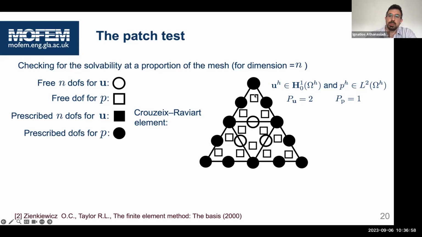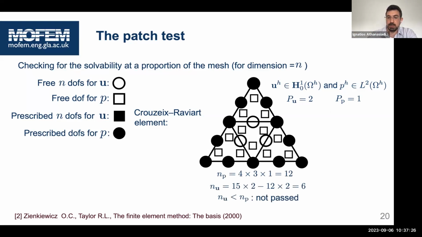So the degrees of freedom of each element are not shared between elements. They are only living in the interior of them. Therefore, by keeping the same order and changing the space, we bump up the number of unknowns. What we get for the same problem where all boundaries are prescribed is that we have in total 12 unknowns for pressures, still 6 unknowns for displacements, and therefore the relationship is not fulfilled and the patch test is not passed.